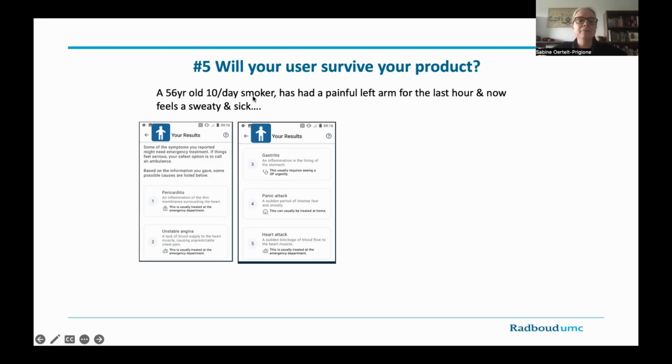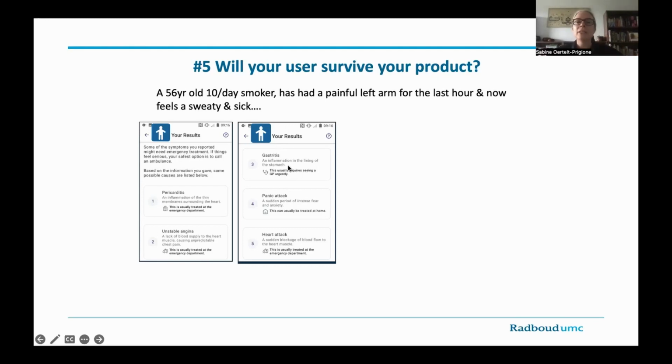And what you see here is an example of a chatbot. And you tell this chatbot that you're 56 years old, you smoke 10 cigarettes a day, you've had a painful left arm for the last hour, remember the first pictures I showed you, and now you feel sweaty and sick. So if you tell the chatbot that you're a man, what it will tell you is, well, you could have a pericarditis, which is an inflammation of the heart, and you should go to the ER. The second option, you could have unstable angina, which is also a heart issue. You should go to the ER.